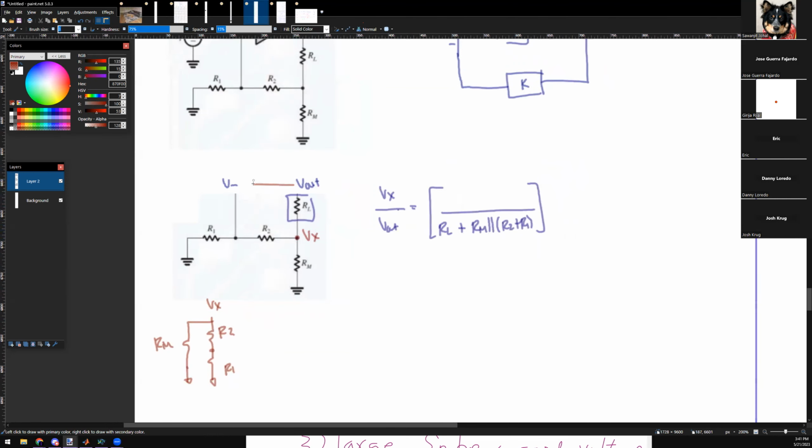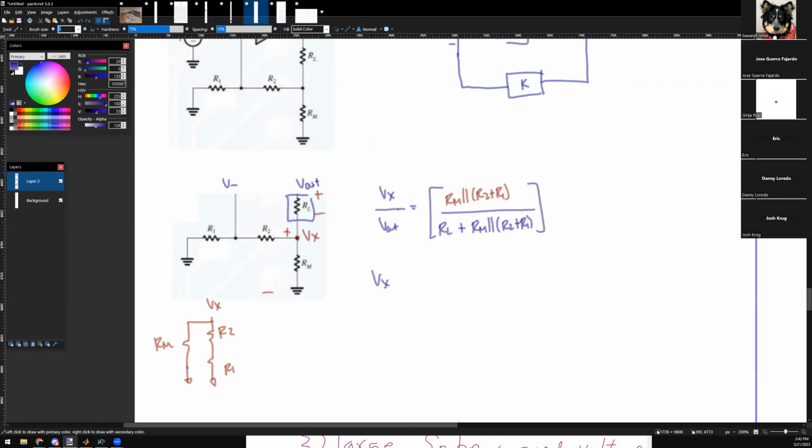Step by step, do not make this jump directly. You have to bunny hop. So here's Vx. Which resistor are you measuring across, the top resistor or the bottom resistor? Vx is measured with respect to ground. So it's Rm parallel R2 plus R1. That's one. Next.